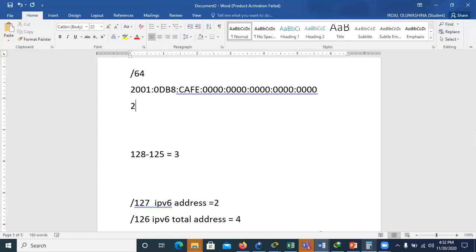You're just going to have 2001 colon DBH colon CAFE colon /64. Can you see this long address? I have abbreviated it. This is it now. We now have /64 because the first rule stated to remove the leading zero. This is the leading zero. The second rule stated that anywhere you have a long prefix of zeros, replace it by what? Double colon. And here I have long zeros. I remove it and replace it with double colon. That is all. This is /64.